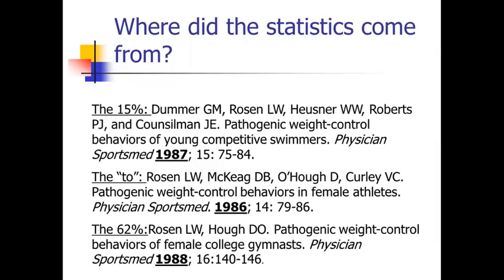So the 15% came from a 1987 paper. The 62% came from a 1988 paper. And there's a two-part, because there were actually 3 papers in the series. So that was something in between 15% and 62%. That came from a 1986 paper. And all of these papers had one author in common, so there was an author common to all 3 of those. So that's where the 15 to 62% came from.